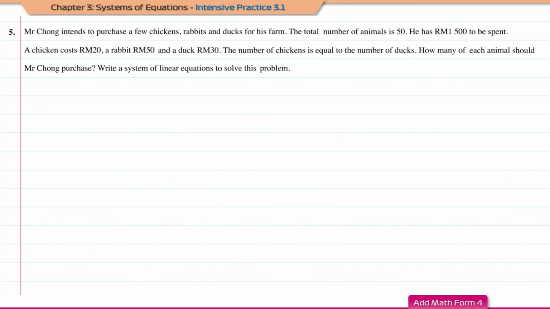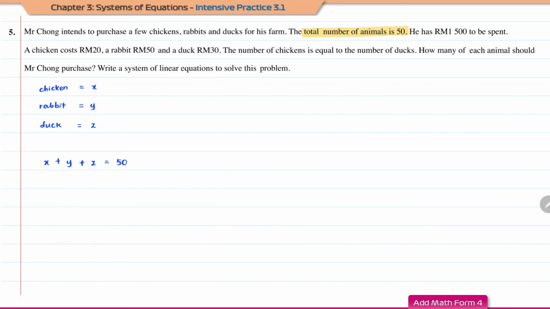So first we're going to label the chicken as x, the rabbit as y, and the duck as z. Now we're going to form the equations. The first one is from this sentence: the total number of animals is 50. So we know that x plus y plus z equal to 50.